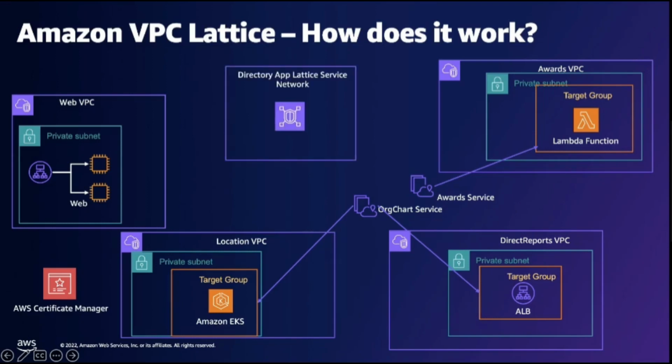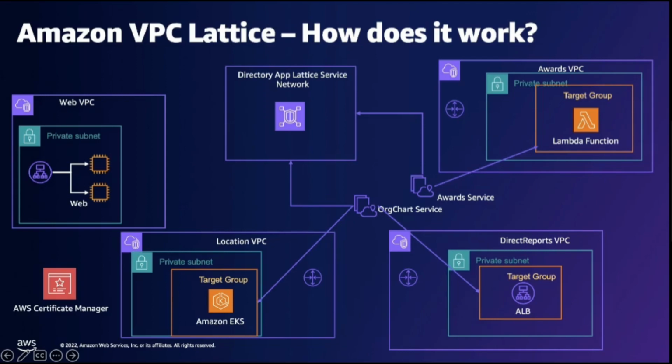All right, and then we have what we call a Lattice service network. This is pretty much the actual service where all the traffic will be redirected to. So from our employee directory application, as we want to consume those different microservices, that traffic will be redirected to the VPC Lattice service network. Then from there, the traffic will be distributed across the different microservices through the services that we've created.